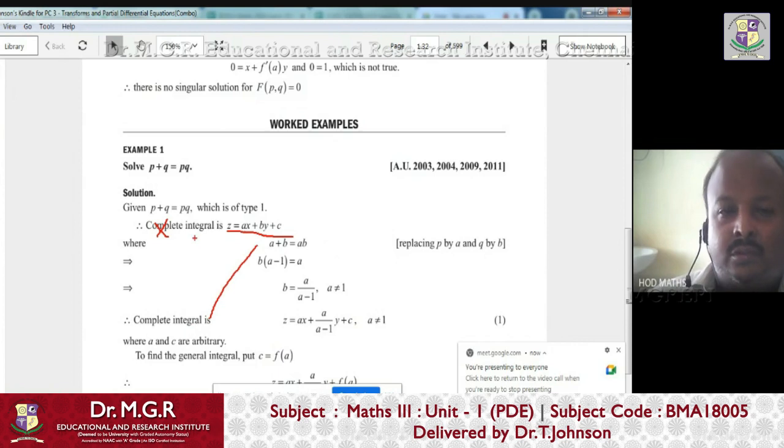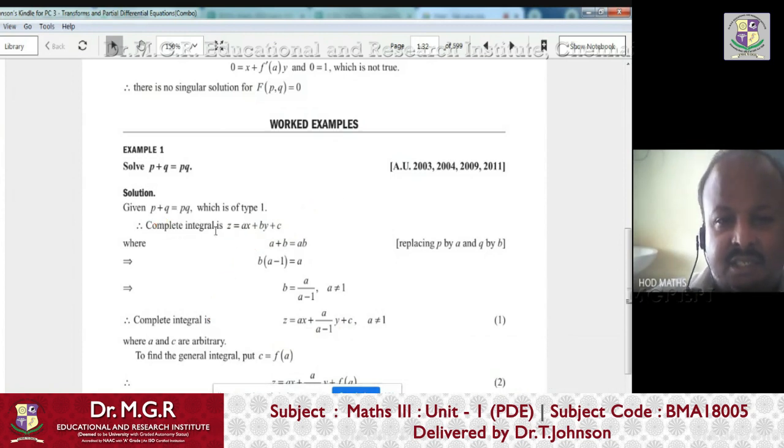So we can assume the solution may be like this. If this is a solution of the PDE, then how to make it a complete solution where it has an equal number of independent variables and arbitrary constants? With this assumption, z equals Ax plus By plus C, we just differentiate this solution. Differentiating with respect to x, we get dou z by dou x equals A. That is nothing but P.